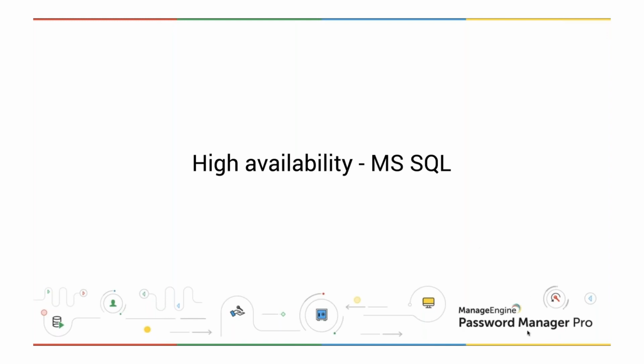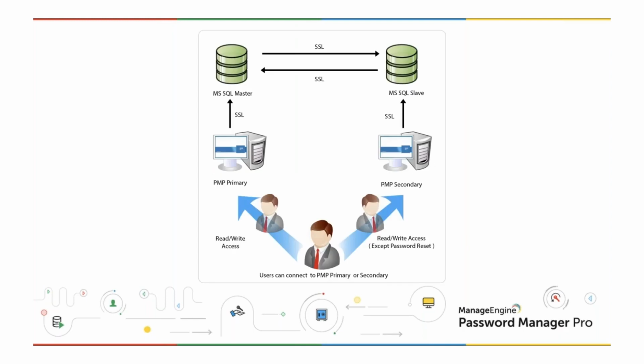So you will have two application servers. I will just show them. This is a typical MS SQL database setup for high availability. You will have a primary application server pointing to a SQL database, and you will also have a secondary application server pointing to the SQL database, and these two database servers will be replicated in real time. The communication between the primary, the master, and the slave is going to be over SSL, so it's going to be completely encrypted.